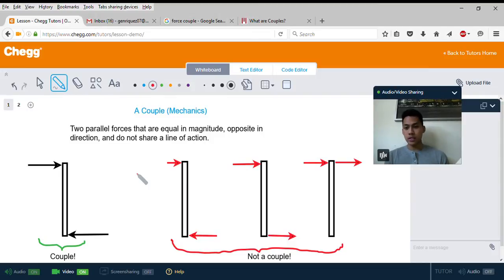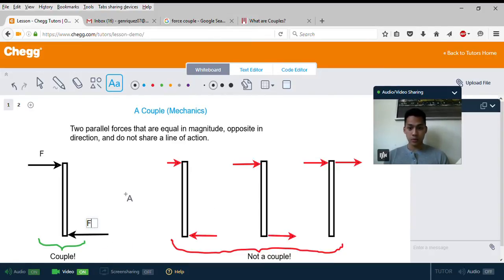So as you can see here in this first example, we have a straight bar with two forces acting on the ends of it. As you can see, the forces are parallel. They are essentially equal in magnitude. They're the same length. They are opposite in direction. As you can see, one points to the right, one points to the left, and they do not share a line of action. So that is what a couple is.